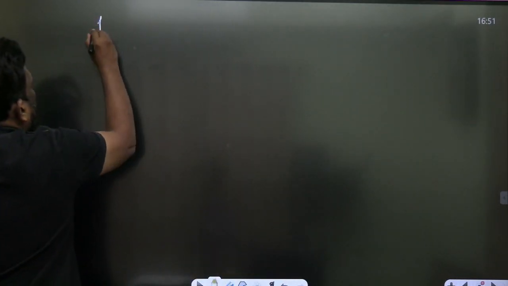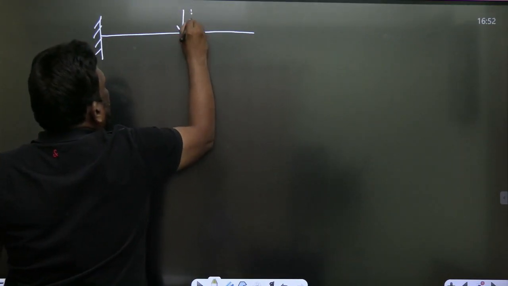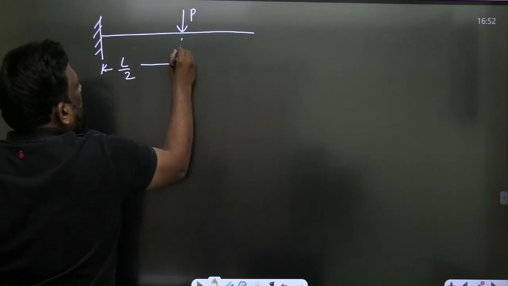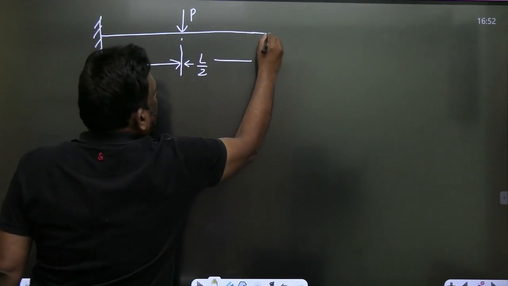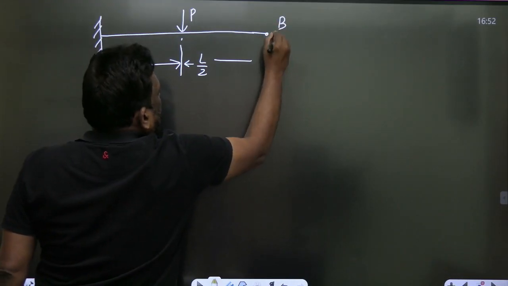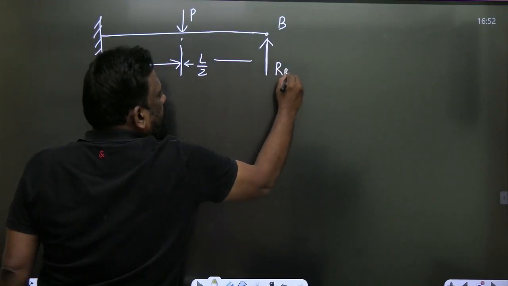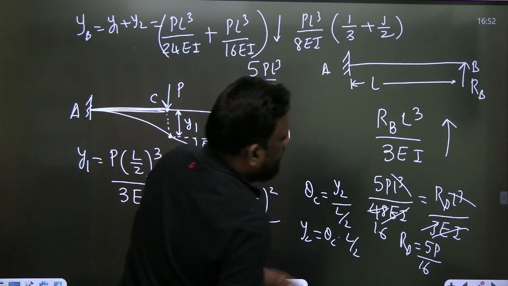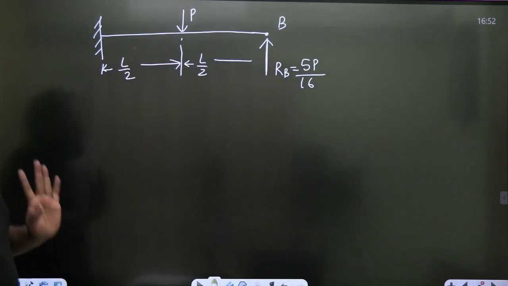Okay, so now let us draw the figure. This is our P. This is L by 2. Again, this is L by 2. This is point B, and the support reaction is upwards. And how much is this, sir? This support reaction is 5P by 16. Let us check once whether it is right or wrong. 5P by 16. Excellent, sir.